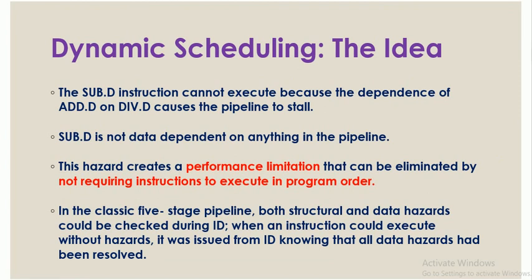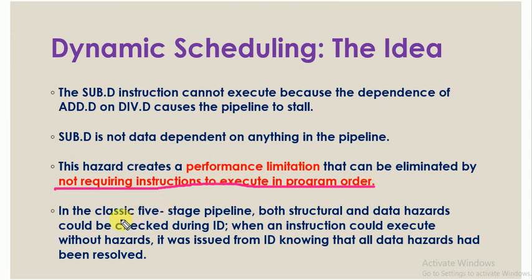So the explanation is given once again. The sub.d instruction cannot execute because the dependence of add.d on div.d causes the pipeline to stall, which I have already mentioned. Sub.d is not data dependent on anything in the pipeline, that is also given. So this hazard creates a performance limitation that can be eliminated by not requiring instructions to execute in program order. So now we cannot allow the program to execute in the given order.